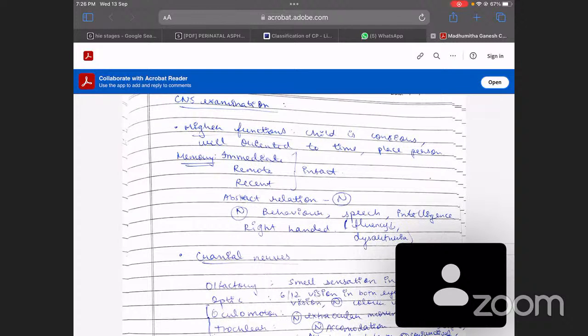The examiner will not give any penalty for that. They will be very happy when you say this, right? Okay.